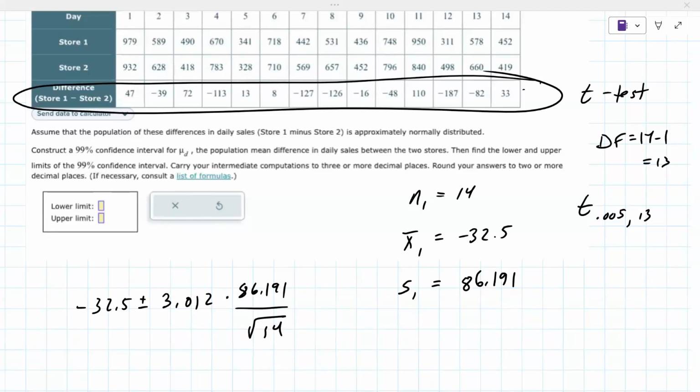All right, so the calculation: we got minus 101.88. That's the lower bound, and 36.88 is the upper bound. Yes.